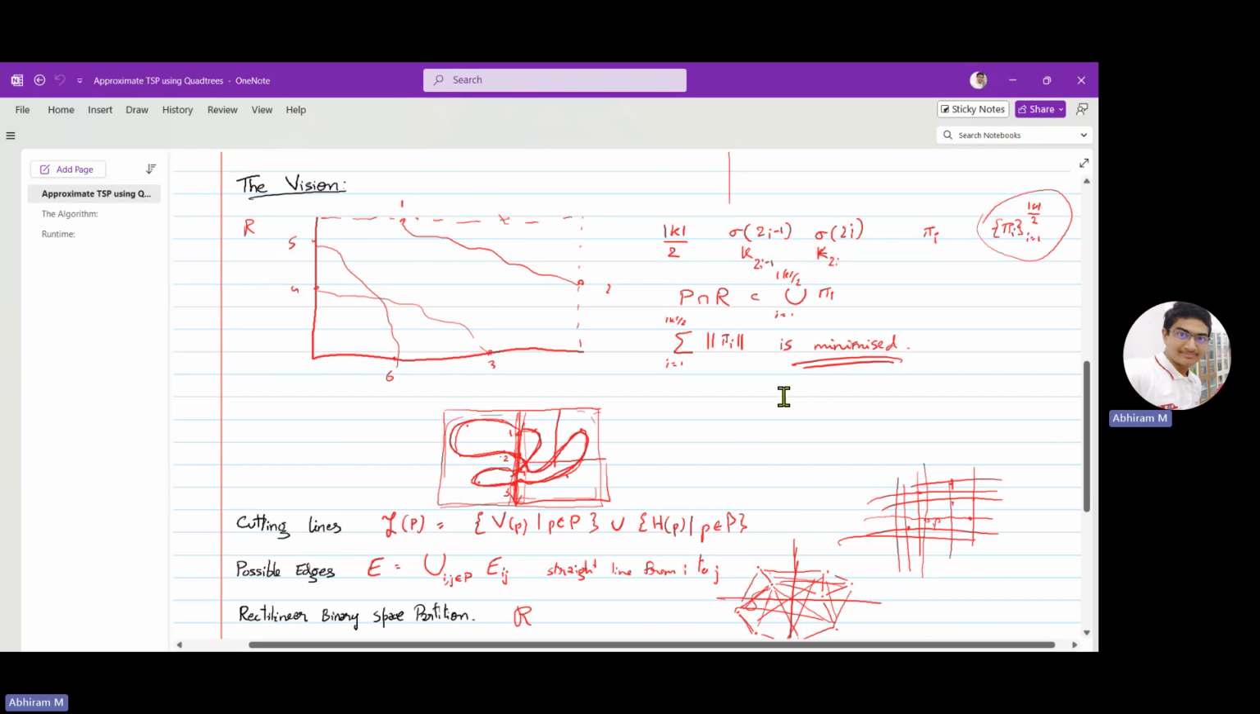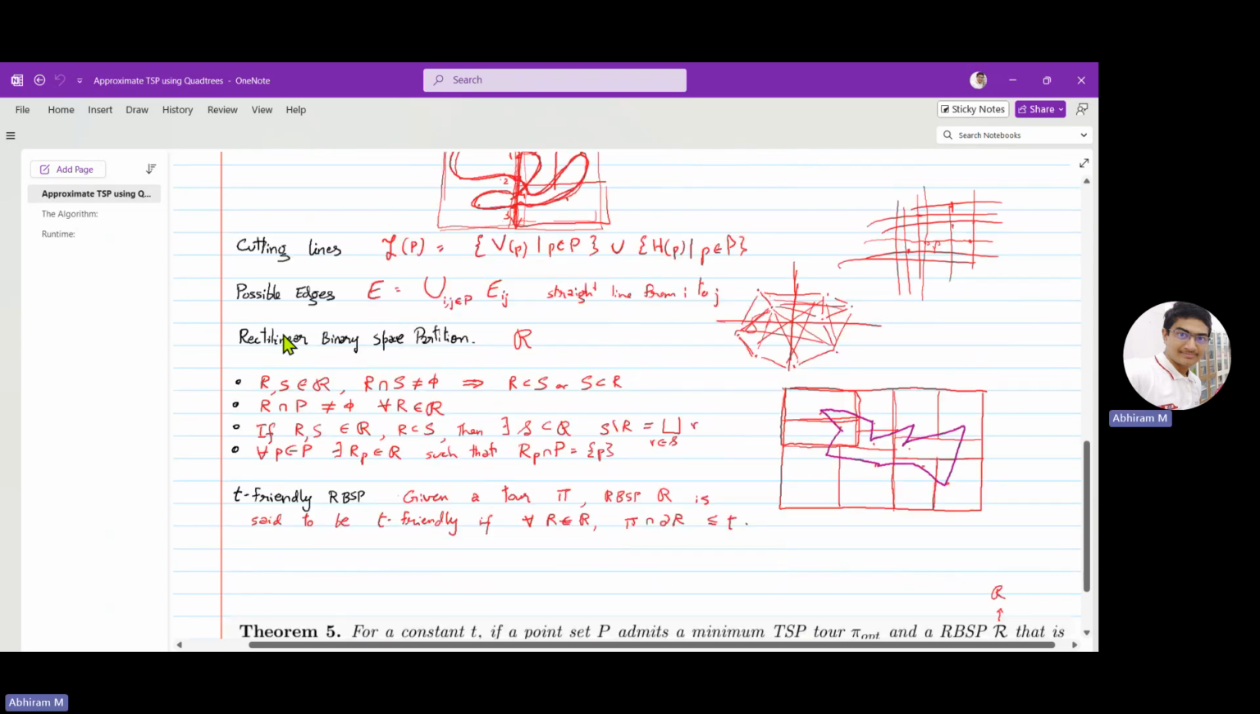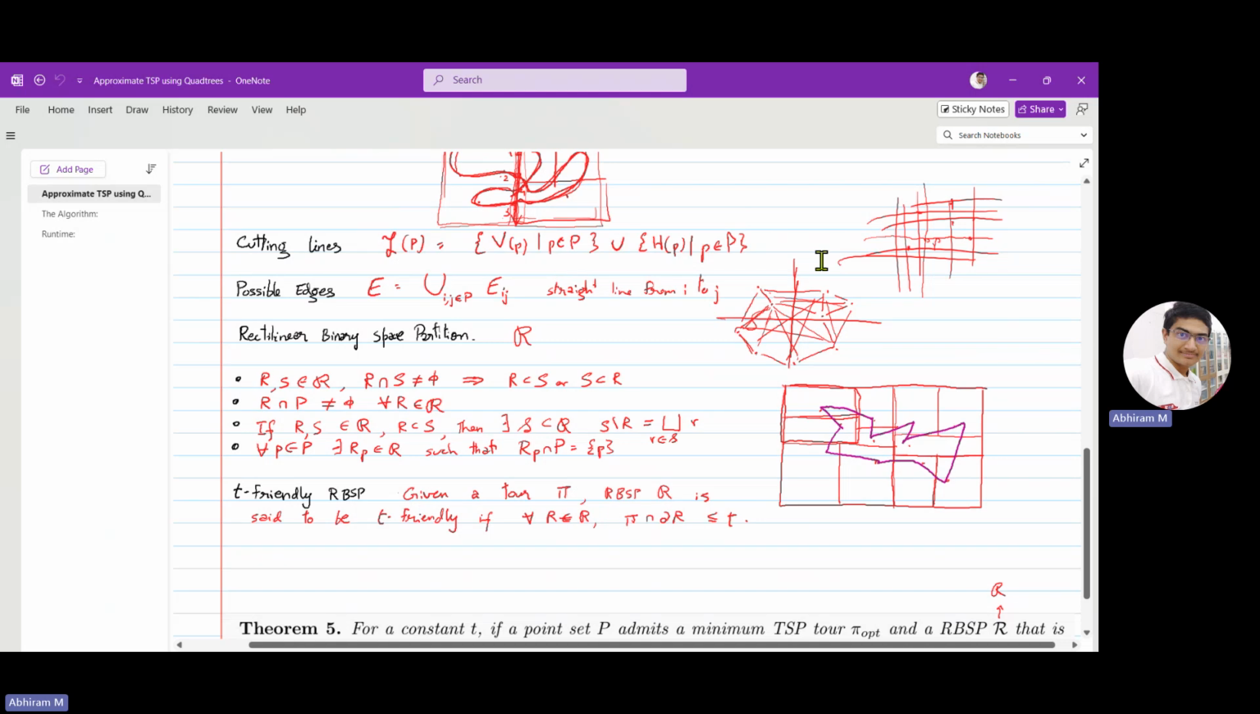Right, so this explains what we want to do with this subproblem and how we are going to fit the subproblems together to get a final tour. Then next we define cutting lines, which are basically, for each point in our point set P, you take the vertical and horizontal line passing through that point and you consider those the cutting lines. And the possible edges, and this is because you're in the Euclidean setting, all possible edges are just going to be the straight lines between the points. So we just consider all the straight lines and say that our tour is going to be a subset of these lines.